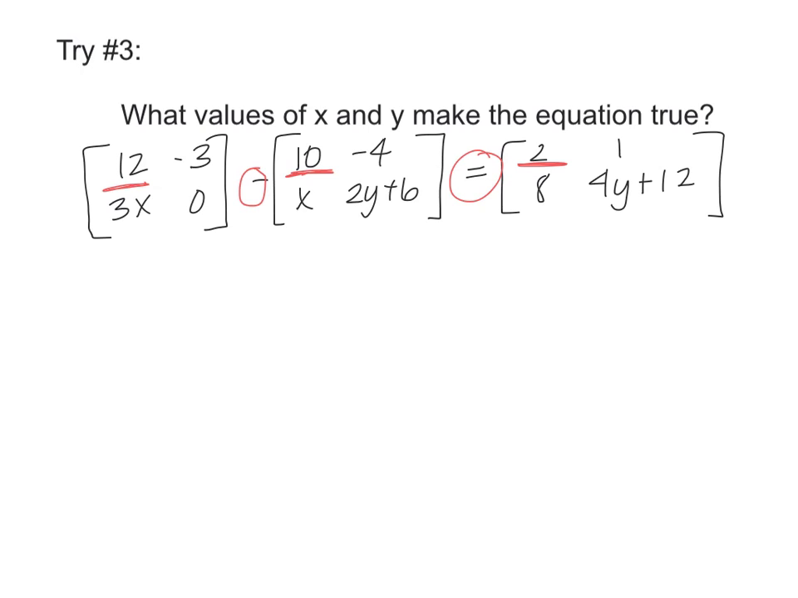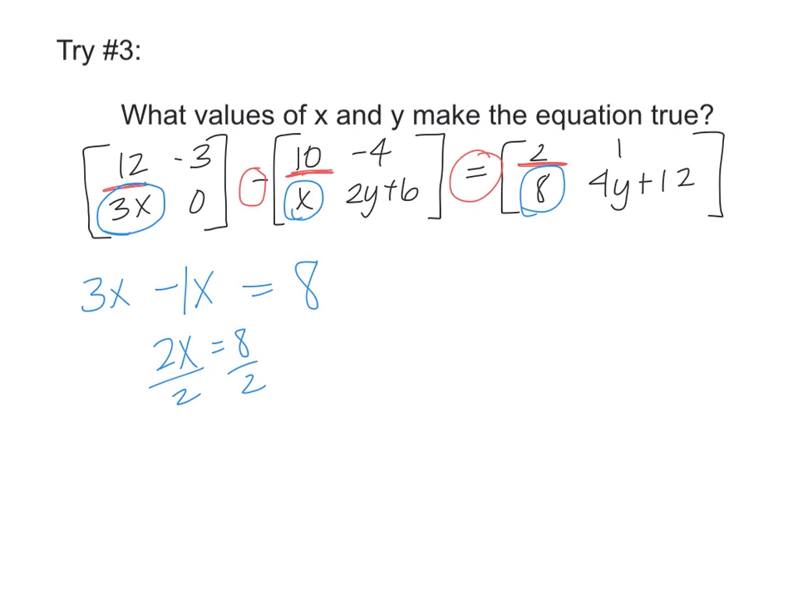So let's look for x. So I see x is here, so I see 3x minus x is equal to 8. So 3x minus x, that's really 1x, right? So that's 2x equal to 8. If I divide by 2, x will be equal to 4. Okay, now we know what x is.